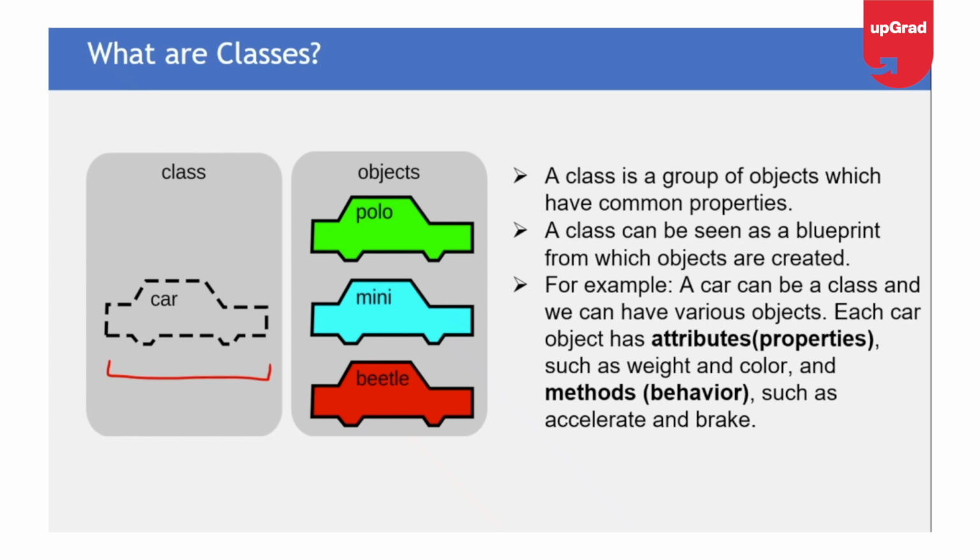Now each object has its own properties and its own behavior. The properties of a car can be what is the color of the car, what is the weight of the car, what is the horsepower of the car, and the behavior of the car can be that a car can accelerate, a car can brake, a car can honk, etc.